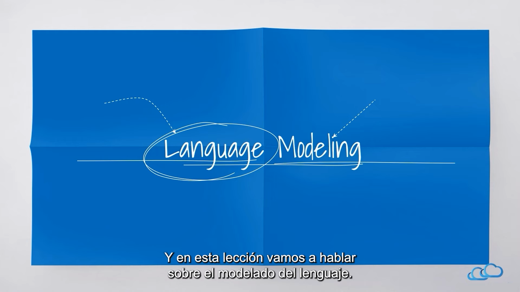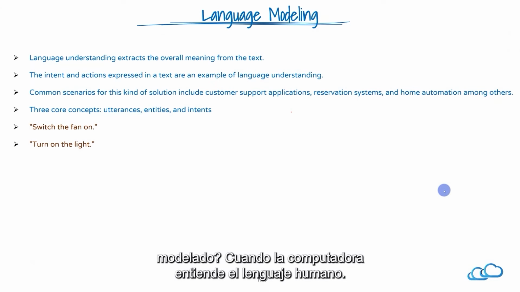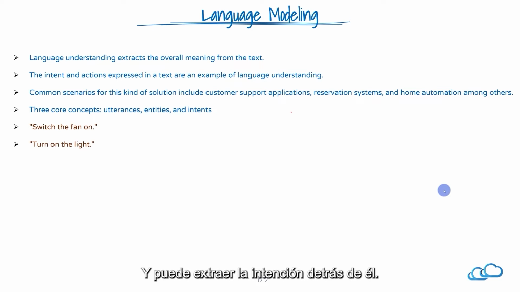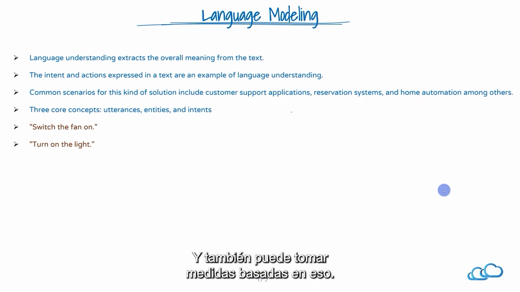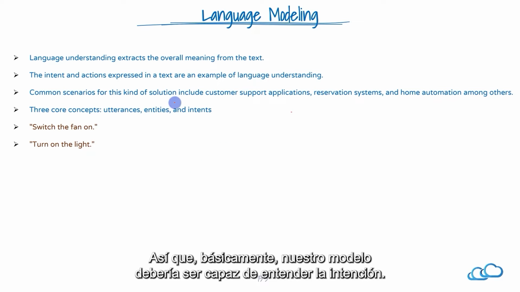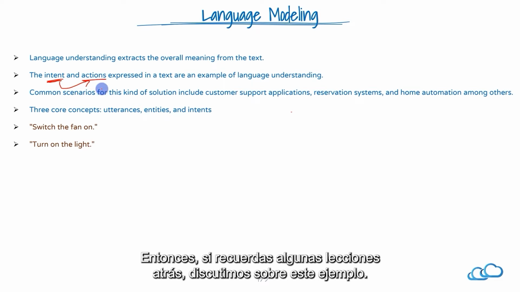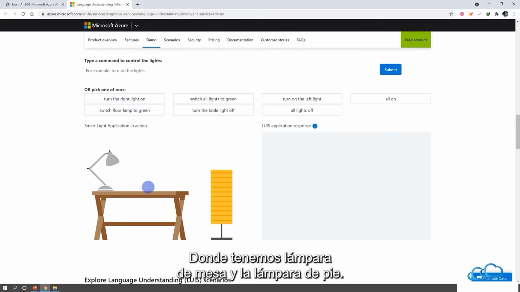Hello friends, welcome back, and in this lesson we are going to talk about language modeling. So once again, what is language modeling? When a computer understands human-like language and can extract the intent behind it and also can take action based on that, that is called language understanding. So basically our model should be able to understand the intent, and based on this intent it should be able to take the action.